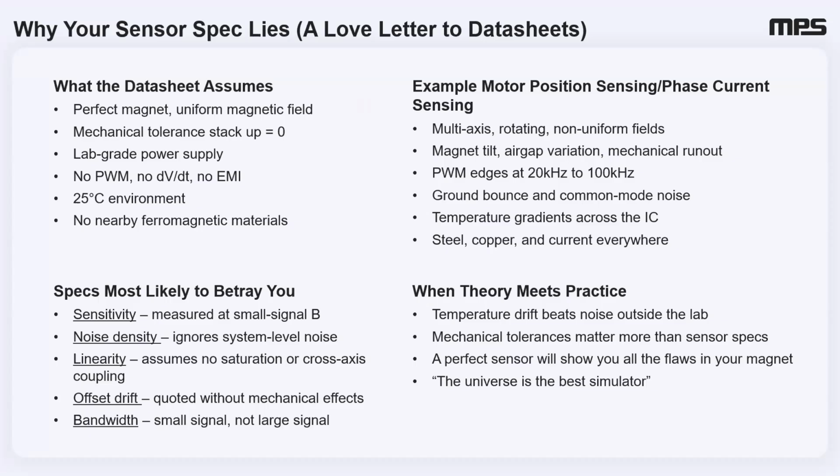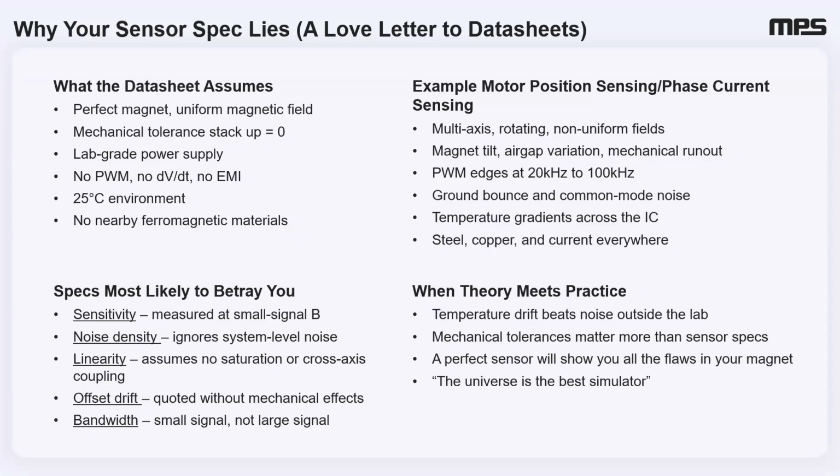Data sheets generally assume a perfect magnet in a uniform magnetic field, a zero mechanical tolerance stack up. Unfortunately, when we're working with angle sensors, we often have a mechanical engineer in the meeting, and they tend to bristle at having a zero mechanical tolerance stack up. Electrical engineers usually are fine. Lab grade power supply, no PWM, no DVDT, no EMI. We're in a nice 25-degree lab environment, and we're far away from any intrusive magnetic materials.